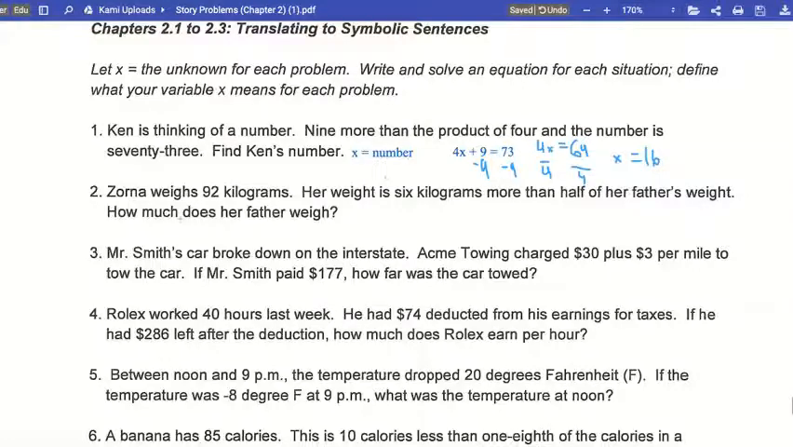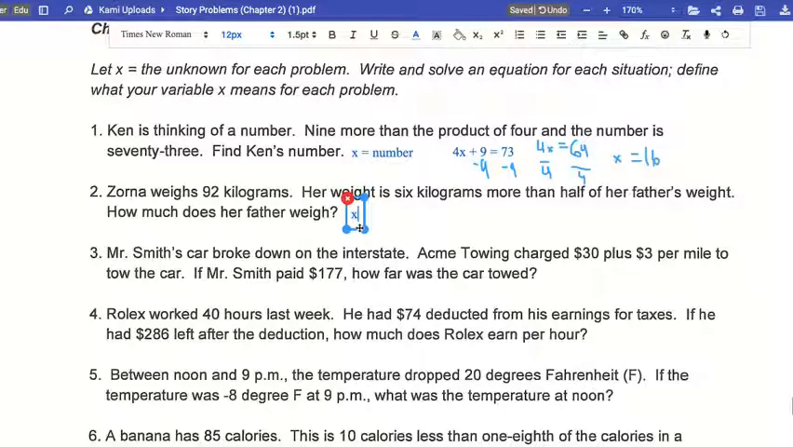Number 2 says Zorna weighs 92 kilograms. Her weight is 6 kilograms more than half of her father's weight. How much does her father weigh? So here I'm going to say that x equals, it asked us to find her father's weight. And my equation will be, I know Zorna is 92 kilograms, and that her weight is 6 kilograms more than her father's weight.